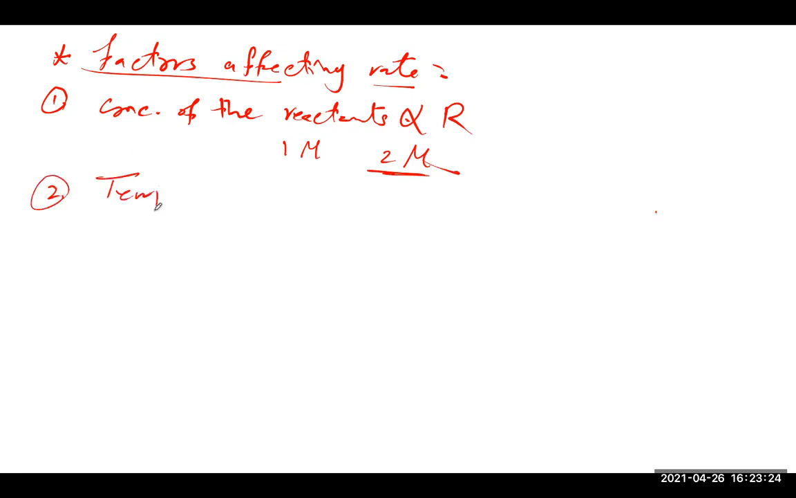2, temperature. Again, we have a direct relationship between temperature and the rate. The higher the temperature, the higher the kinetic energy of the molecules, so they collide with each other and can form the activated complex, so the rate will be higher, it will be faster. Okay, 3, surface area.